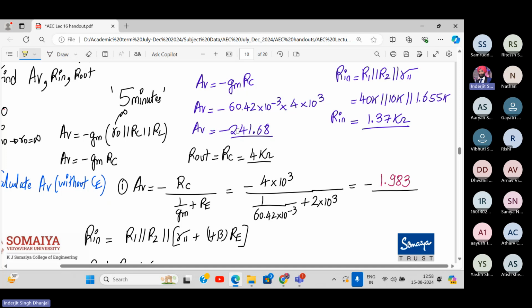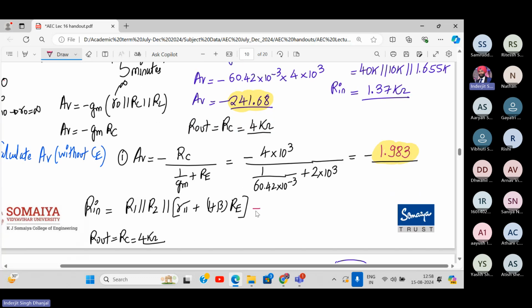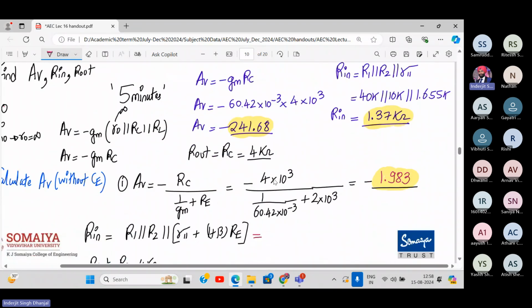Yeah, so the point is, when capacitor CE was connected, my gain is very, very high. And as I remove my capacitor CE, my gain drops to 1.9. This gain was unstable, 241, but this is stabilized gain, 1.9. What about Rn? Anyone calculated Rn? Earlier we have got Rn as 1.37 kilo ohms. Now you will get definitely higher than this. Can you tell me what's the number?